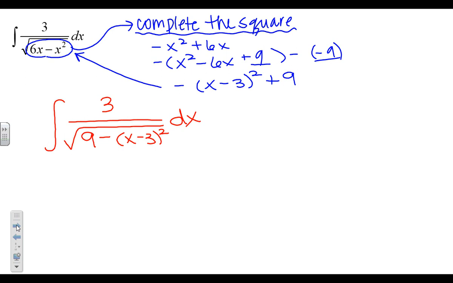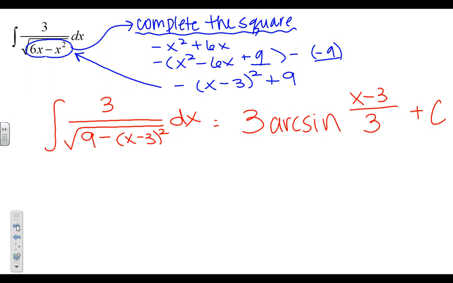This follows which pattern? Arc sine. So we have 3 from this 3, arc sine of u over a. That's very good.